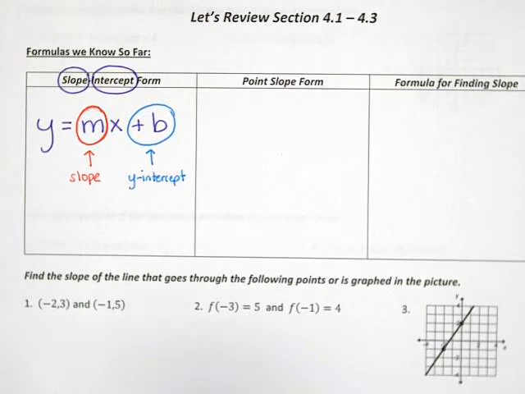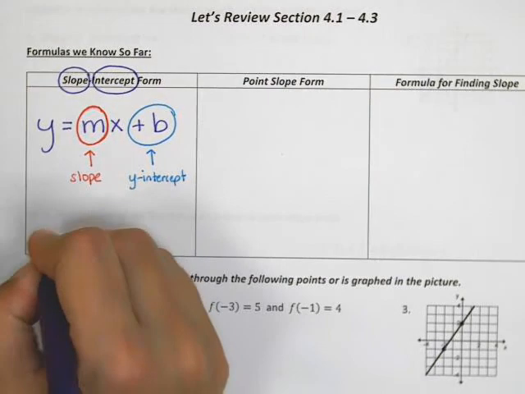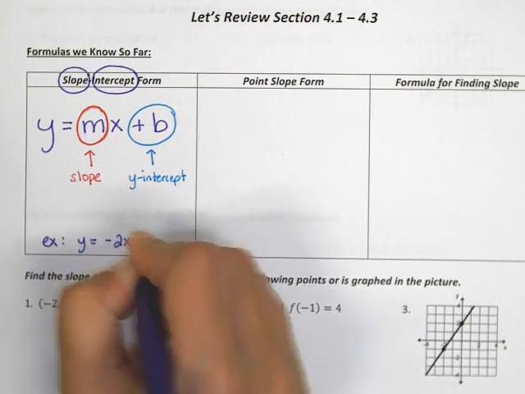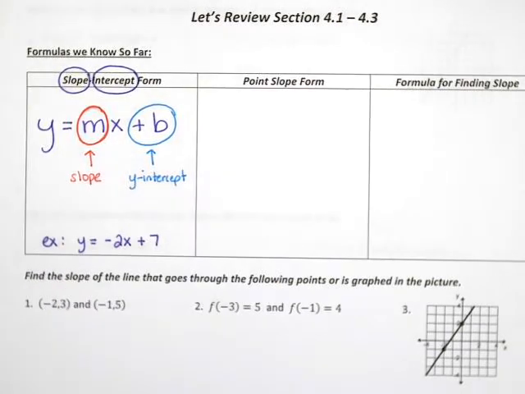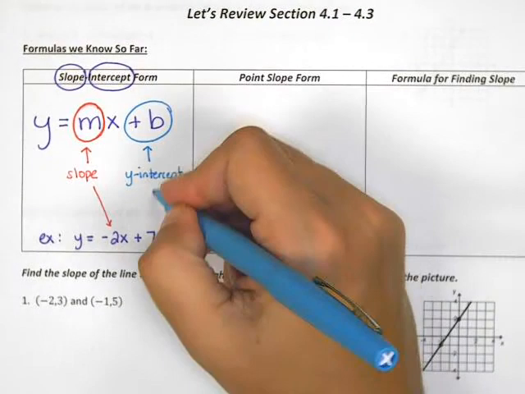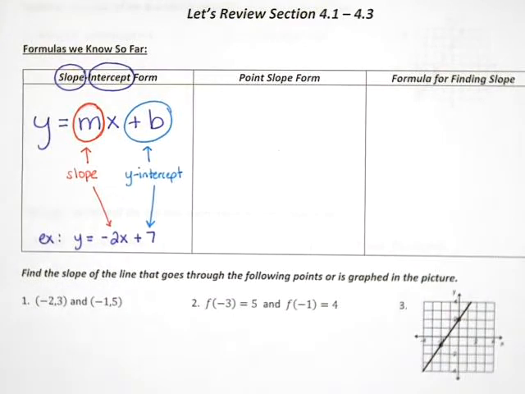An example of an equation that is written this way is y equals negative 2x plus 7. In this equation, the slope would be the negative 2 and the y-intercept would be the 7.